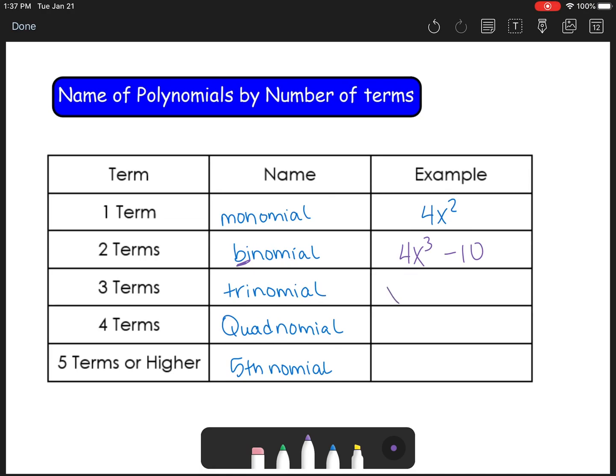A trinomial, say we had x to the 5th plus x minus 17. Well, trinomial, 1, 2, 3 terms. Quadnomial, okay, quadnomial, notice that quadnomial is 4 terms, which is different than quadratic, so keep that in mind. Quadnomial is our 4 terms, so we could have something like x to the 4th minus 3x to the 3rd minus x squared plus 10. That has 4 terms, that would be a quadnomial. And then 5 terms or higher, we just say 5th nomial, 6th nomial, etc.